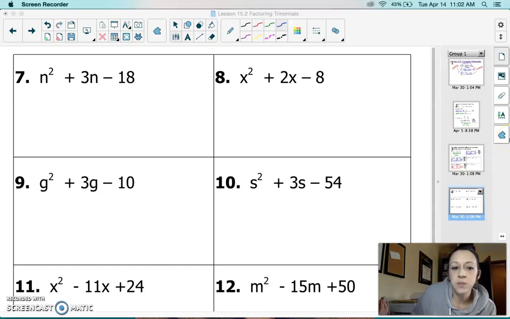Okay, so the examples on this page are going to have a little bit of a twist to it because we're going to have some negatives. So we're going to set it up just like we did the other problems.